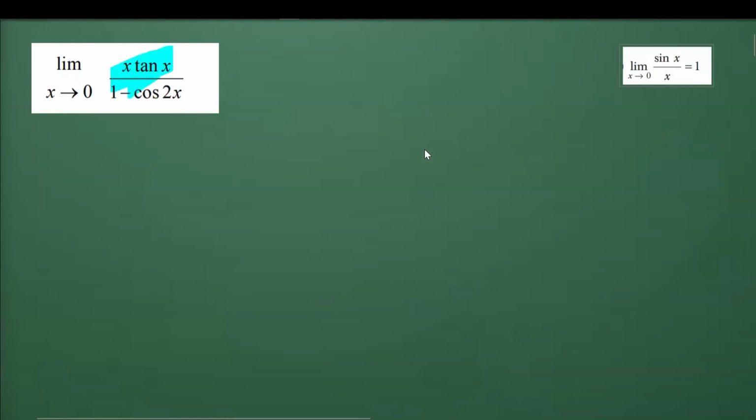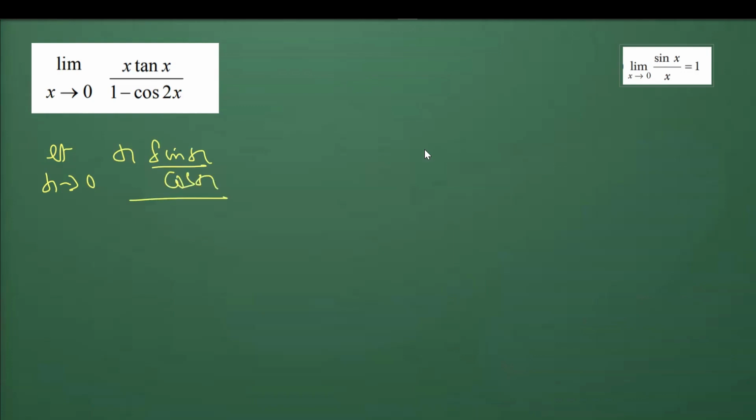In this question, we have to evaluate this trigonometric function for the limit x tending to 0. So we are going to use the trigonometric ratios. First of all, I will write tan x, and tan x can be written as sin x over cos x. Further, you know that we can write 1 minus cos 2x as 2 sine square x, using half angle property. This is 2 times sine square x is equal to limit x tends to 0, this is x sine x over cos x.